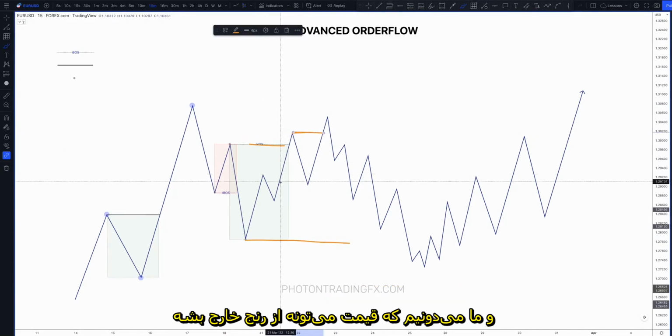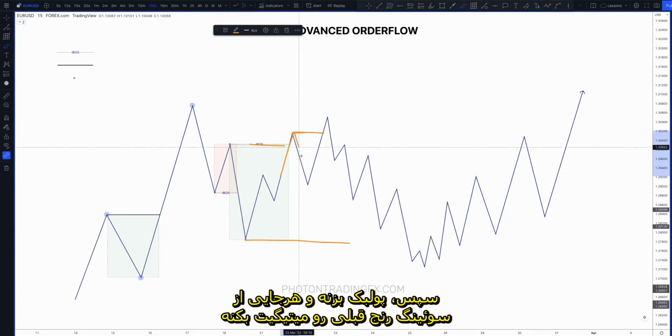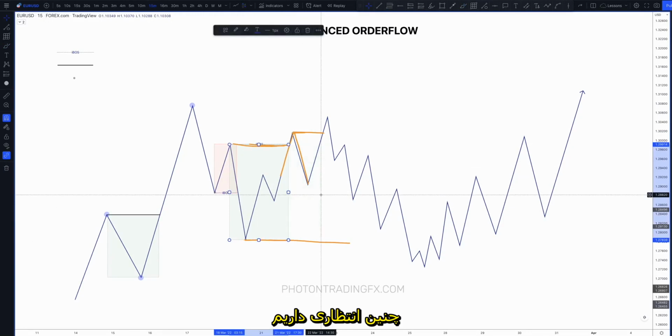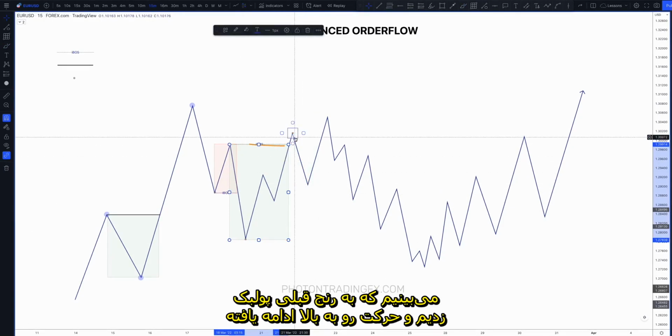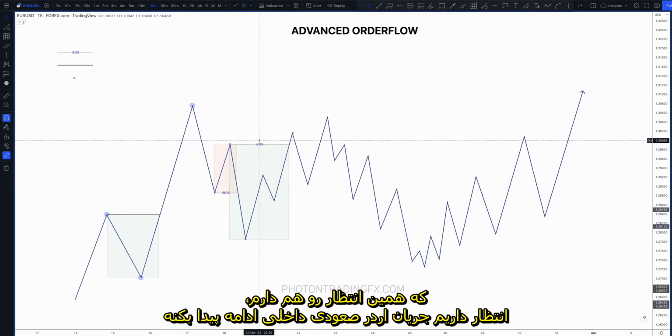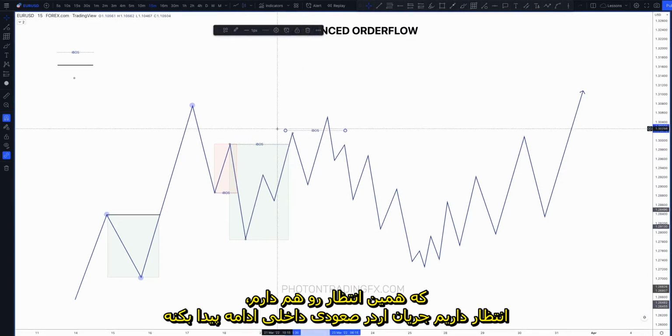And we know that price can do what? Initiation out of the range, and it pulls back to mitigate anywhere within this prior swing range, that green box, right? Anywhere within here. That's what we expect. So we pull back into that green range and then we continue up, which is what we would have expected. We would expect that bullish internal order flow to continue.